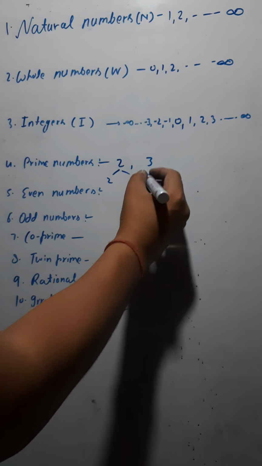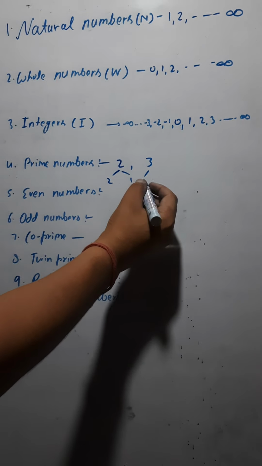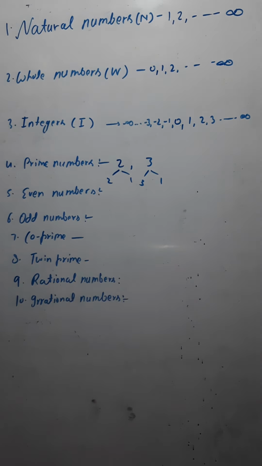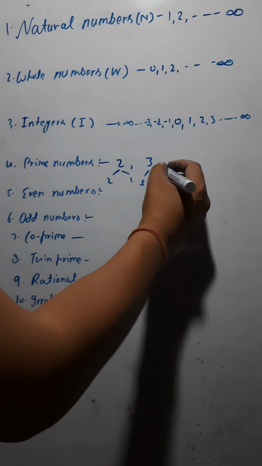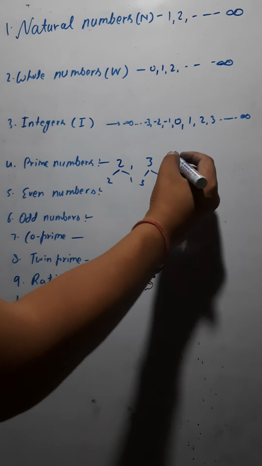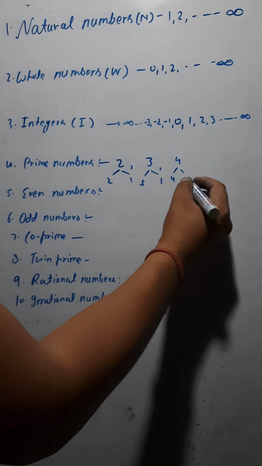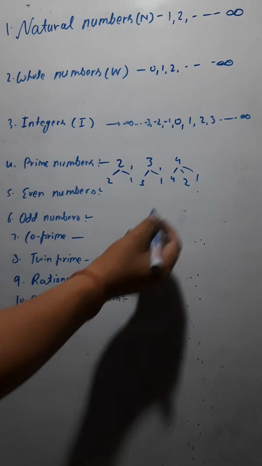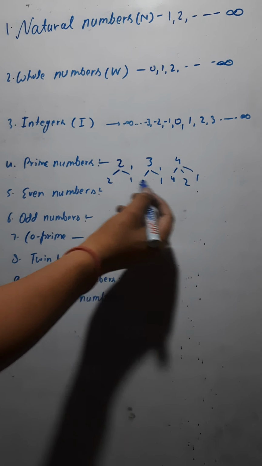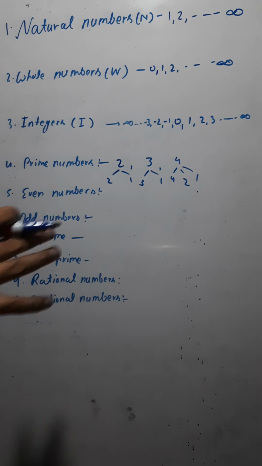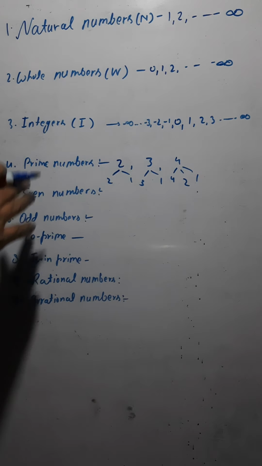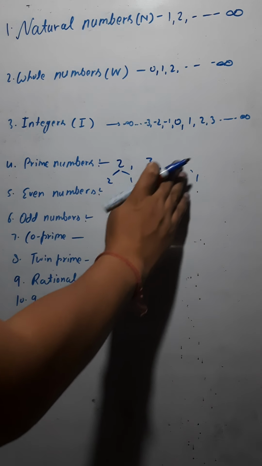Then 3: 3 is divisible by 3 and by 1 also. Only these two numbers divide 3, so 3 is also a prime number. 4, no, 4 is not a prime number. 4 is divisible by 4, by 2, and by 1, so you have 3 factors here, but you need only 2 factors. The numbers which have only 2 factors, you call the prime numbers. So 4 is not a prime number.